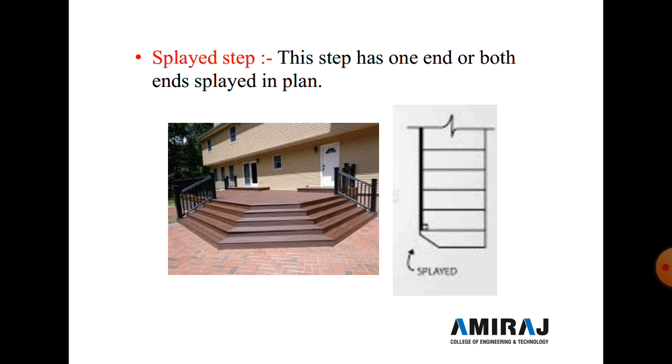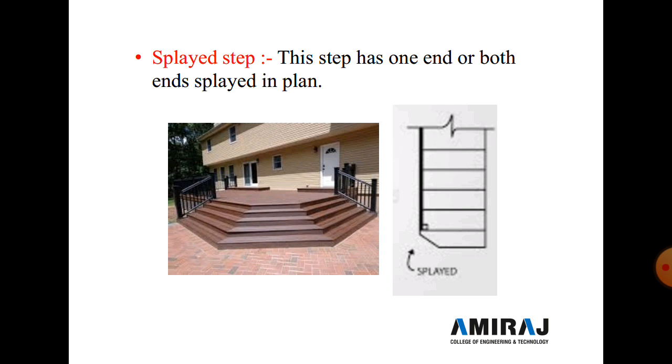and if we provide a splayed step at the start of the building, it looks like in figure number 1 or photo number 1, where we see exactly the splayed step provided at a main entrance. So from the main entrance, from three sides, we can easily access the step.